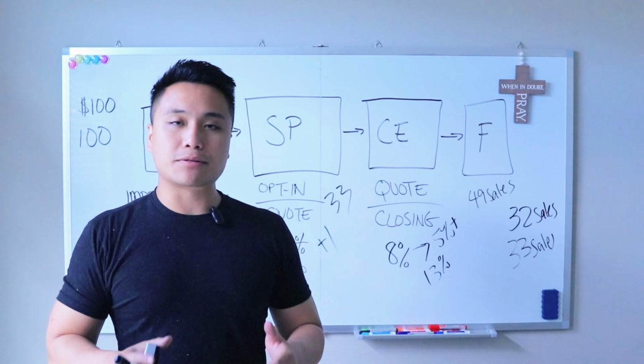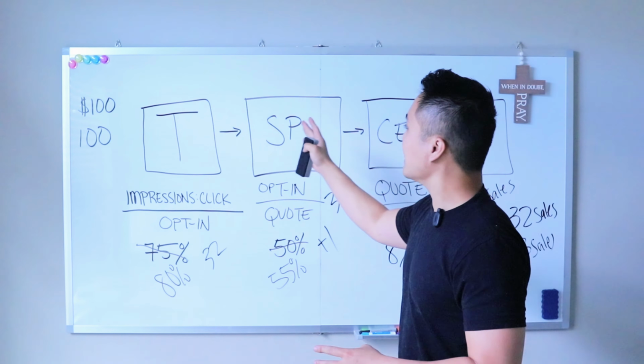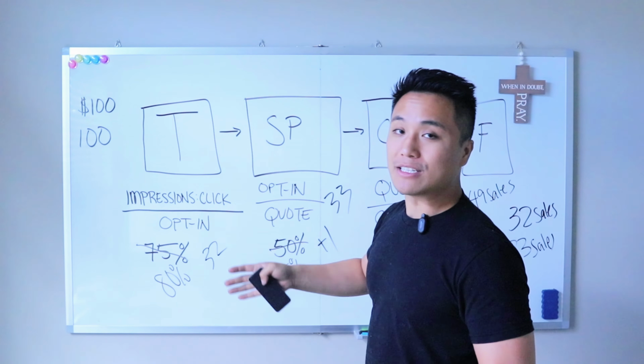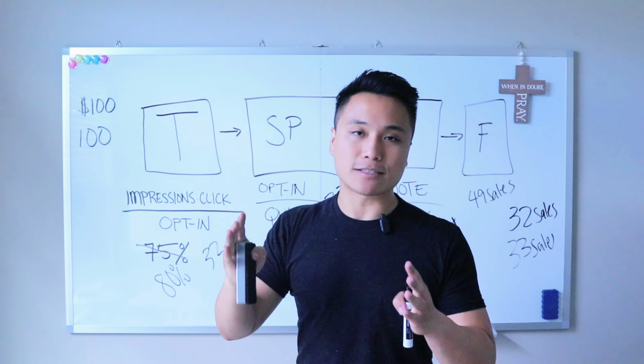So if you build a client acquisition system, the first thing you have to do is be able to generate traffic. Number 2, you have to gauge the system's efficiency. Number 3, you have to troubleshoot the bottleneck within the system to make it more effective. And that's how you increase sales.